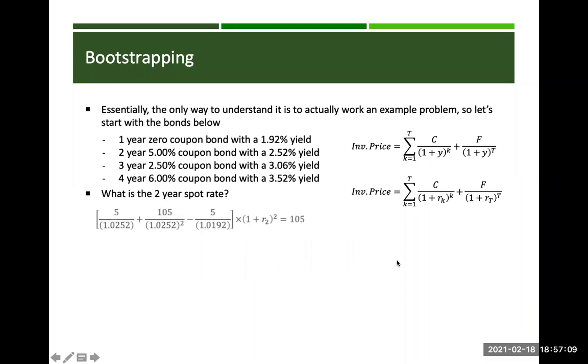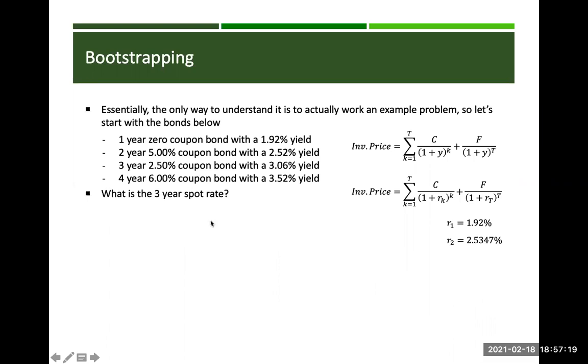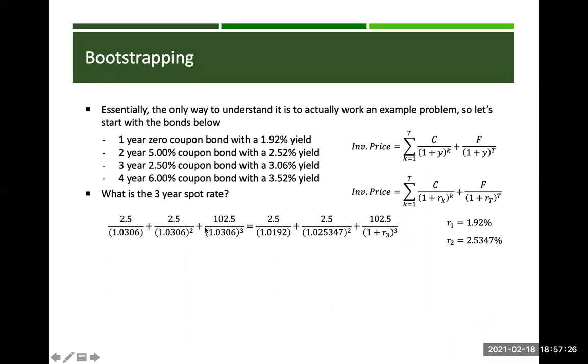So you solve, end up with 2.5347%. Great. What's the 3 year spot rate? Again, the left-hand side is discounting using the bond yield. The right-hand side is discounting using the spot rates. The only unknown we have is the 3 year spot.